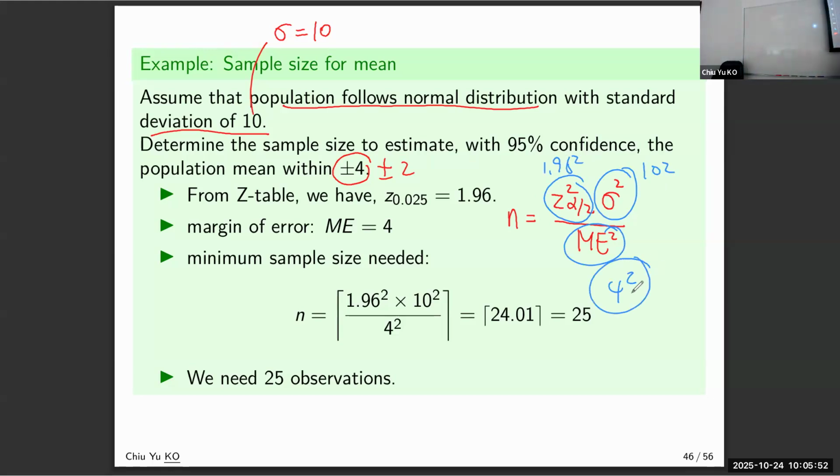Of course, the question is, how do we get the 10? In actual practice, how do you get a 10? Remember, we have what we call the 68, 95, 99 rule. What was that? 99% of the data will be within 3 SD, if it's normal.